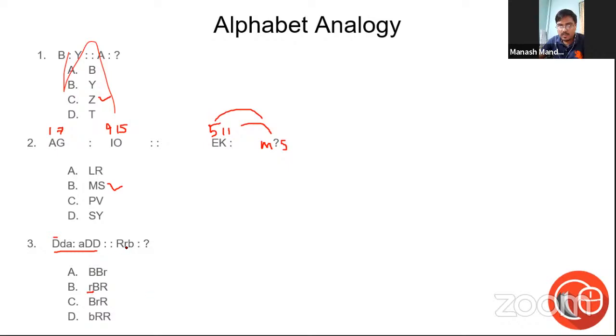right? But let's look here. See, this A was at the last, right? It has come at the front. Using this logic, this B would come at the front, and it would be a small letter. So B small letter is D. So B won't be the answer. The answer will be D. Understand the logic?